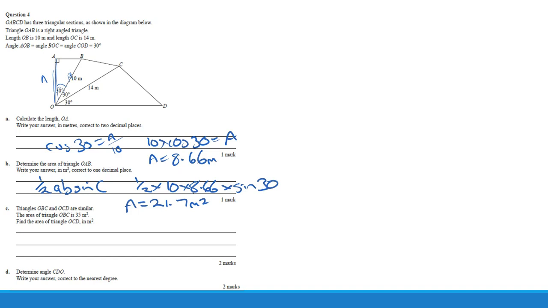The triangles OBC and OCD are similar. The area of triangle OBC is 35 meters squared and the area of triangle OCD is x meters squared. So it's similar, and we want to compare areas. They're similar triangles. First of all we have 2 lengths, 10 and 14, so that's our scale factor. Comparing areas, you must make the area scale factor 100 over 196. Then you make your 2 fractions and equate them.